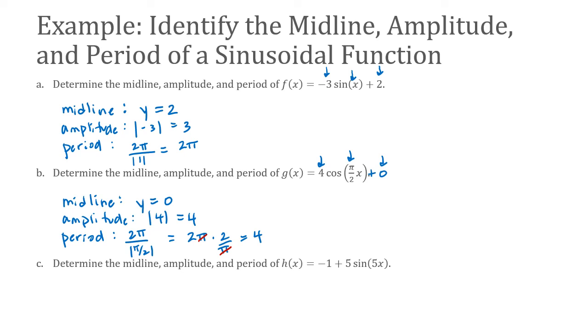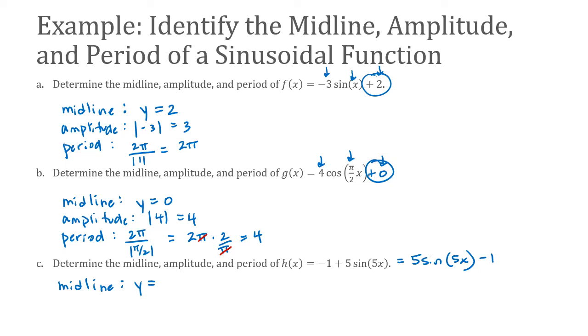And one more, determine the midline, amplitude, and period of h of x equals -1 plus 5 times the sine of the quantity 5x. What is the midline? Now I put this one on here purposefully because not always are they going to be written with your plus 2 or your plus 0. In this situation, we would want to rewrite this as 5 times the sine of the quantity 5x minus 1, if we want it in the same form.